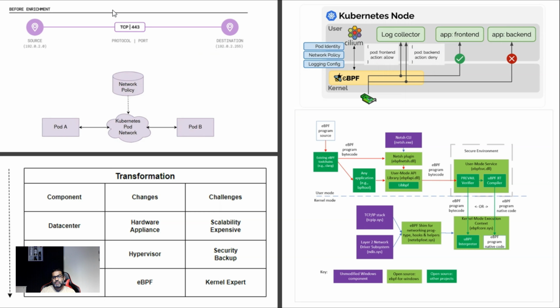and the Linux platforms. So if you talk about the transformation, earlier we were heavily dependent on the data center, where there would be hardware appliances. The challenges were scalability and expense. And then we moved to virtualization, where we had the hypervisor, and then security backup was a challenge. And now we are in multi-cloud, where we also get these eBPF offerings, where the challenge is that we need the kernel expertise to work on this. That's the most important part, because without that, it is going to be a challenge.